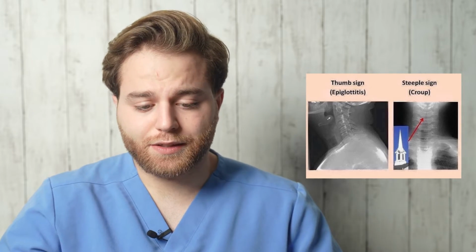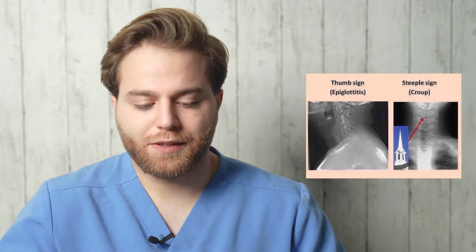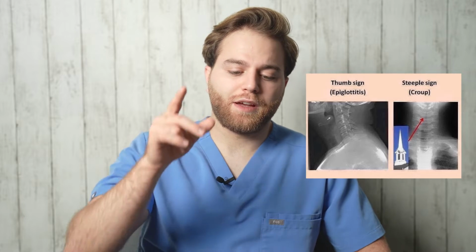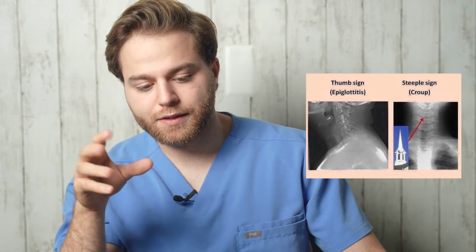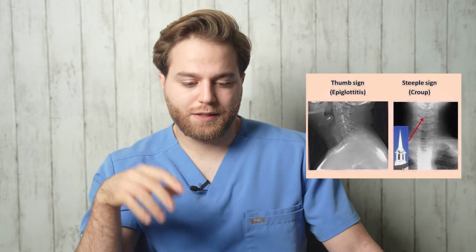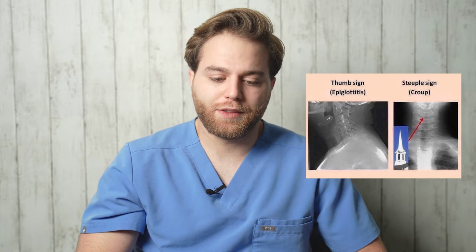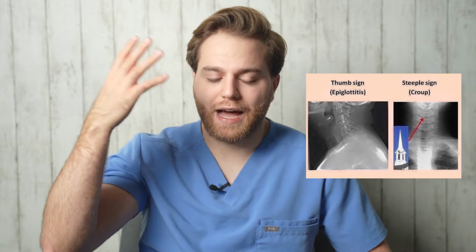Epiglottitis is another high yield topic, and it's usually caused by Hib. The way we prevent epiglottitis and Hib is immunization. On X-ray, you can find an enlarged epiglottis, and that's the thumbprint sign. And the way it presents is you'll find the patient in a tripod position, drooling, with high fever.